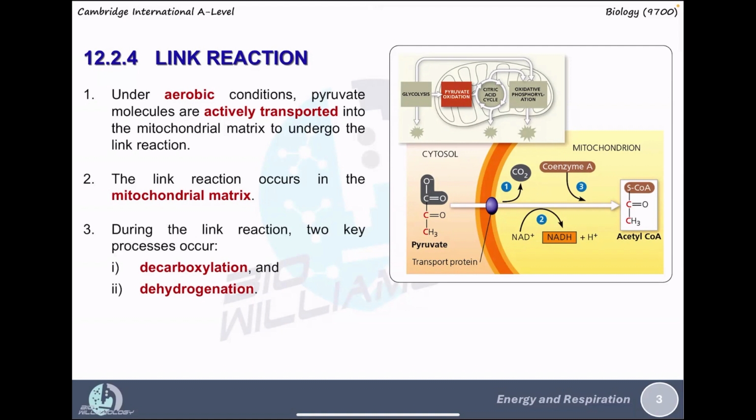In step three, you can see the involvement of coenzyme A. Coenzyme A acts as a carrier to carry the remaining acetyl group. If you look at pyruvate, we know that pyruvate has 3 carbon atoms. But due to the decarboxylation, 1 carbon atom is removed as CO2. So the remaining group is known as the acetyl group. This acetyl group combines with coenzyme A to form acetyl coenzyme A. So coenzyme A carries the acetyl group to the next reaction, which is the Krebs cycle.